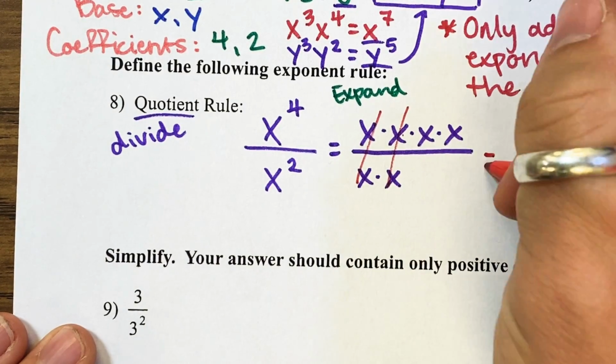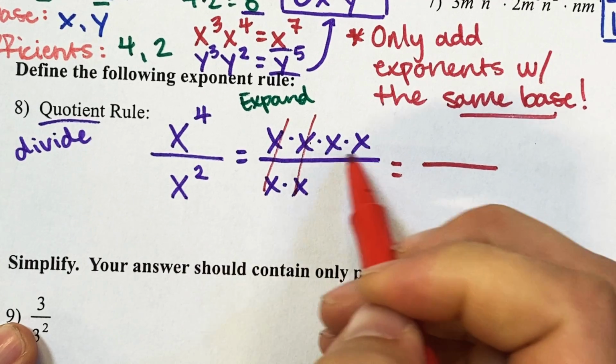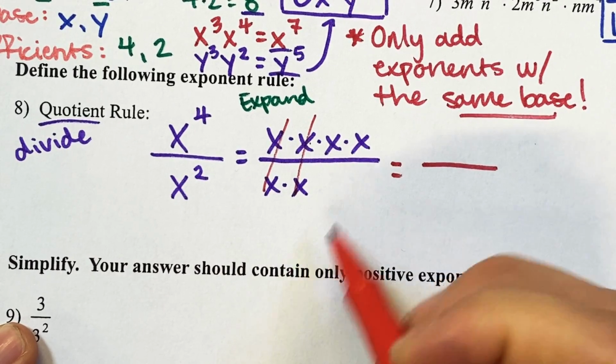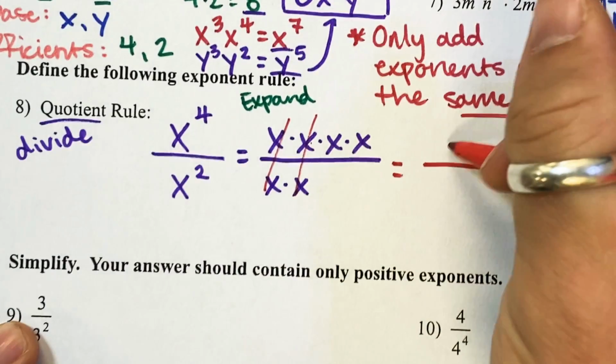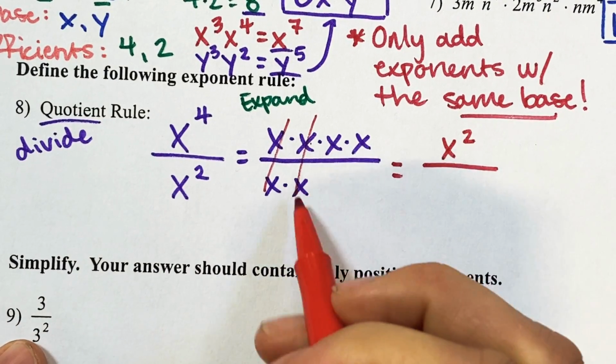Okay, but now what does this turn into? What do I have on top? How many X's do I have left on top? 1, 2. 2 of them didn't get canceled out. What do I have left on bottom?